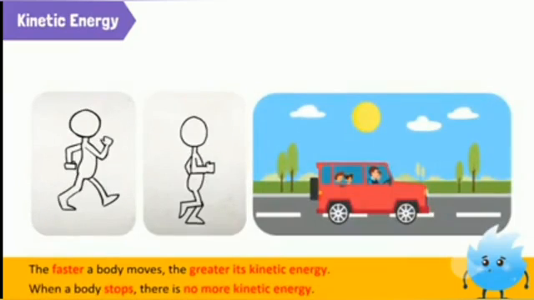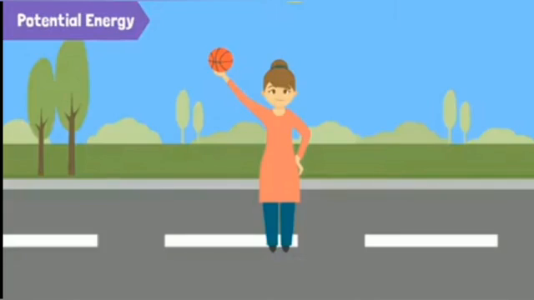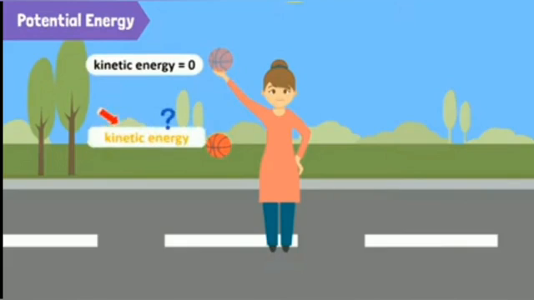When a body stops, there is no more kinetic energy. When you come to a stop, or when the car stops moving, kinetic energy becomes zero. If we now raise the ball to a certain height and release it, what happens? It starts falling downwards, right? It starts from a position of rest and then gains speed when you let it go. In other words, it starts with zero kinetic energy and then gains some kinetic energy. Where does this kinetic energy come from?